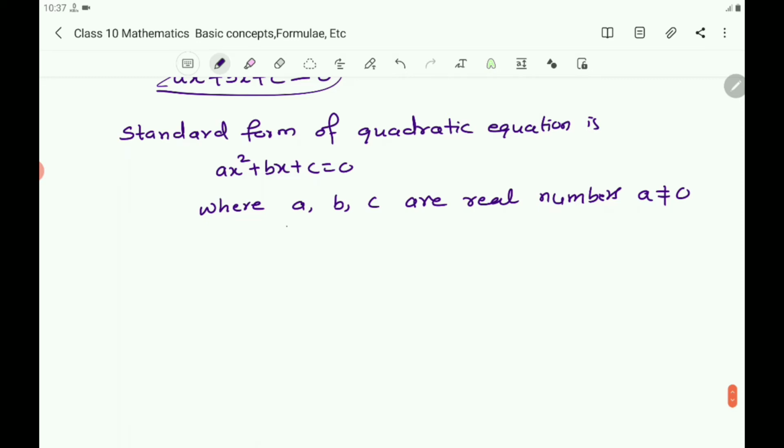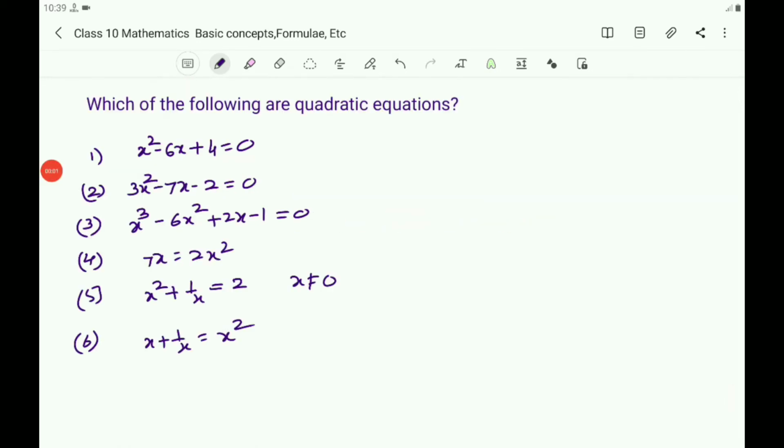Now here what are a, b, c? They are real numbers. There may be a question in the question paper: which of the following are quadratic equations. Four equations will be given and you have to select which one of the given four equations is the quadratic equation. Now you know the condition for the quadratic equation. It must have the second degree variable and the first degree variable, and the constant may be there, may not be there. Second degree variable must be there.